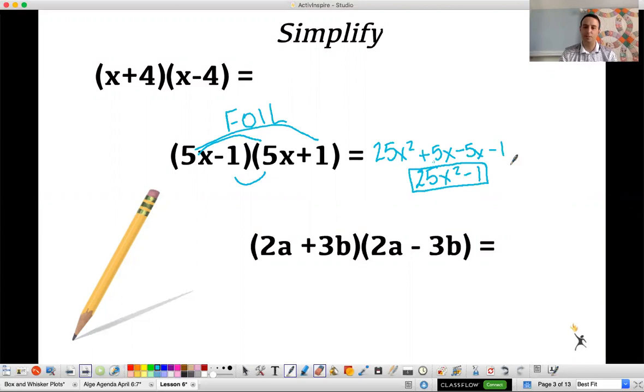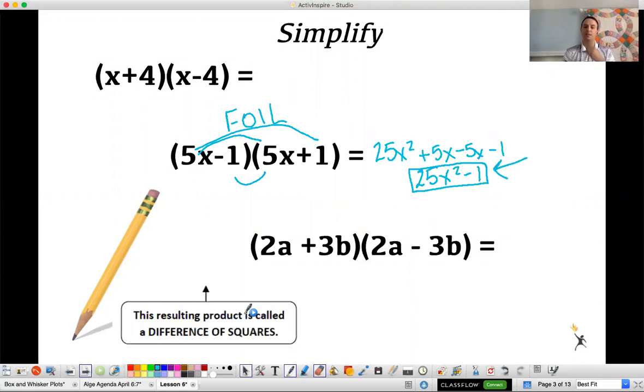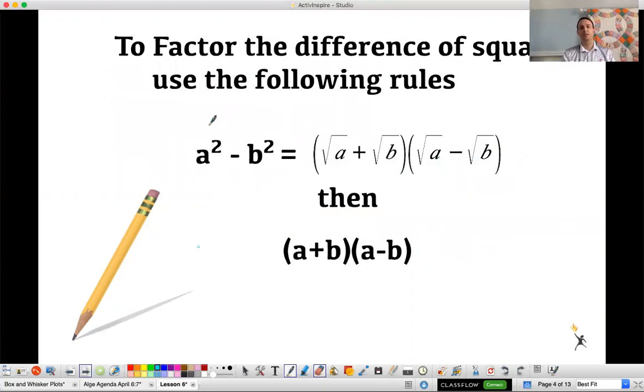Now, the problem is that this is what I get to start with. I have to know that, hey, that's a difference of a square. If that's a difference of a square, I've got to factor it differently. To do that, I'm going to use the following rule. Now, this looks crazy confusing because you have the square root of a plus the square root of b, times the square root of a minus the square root of b.